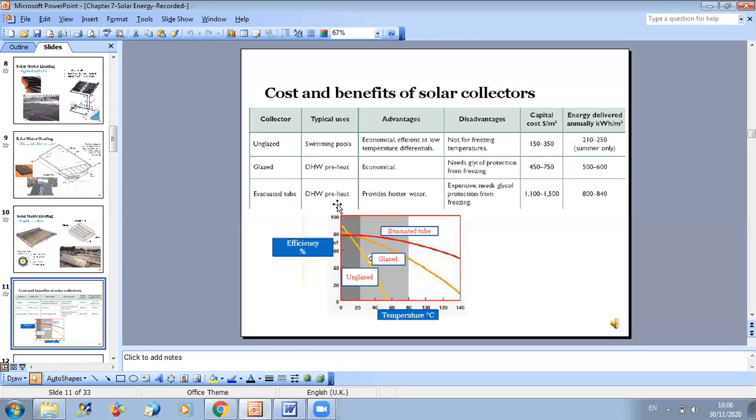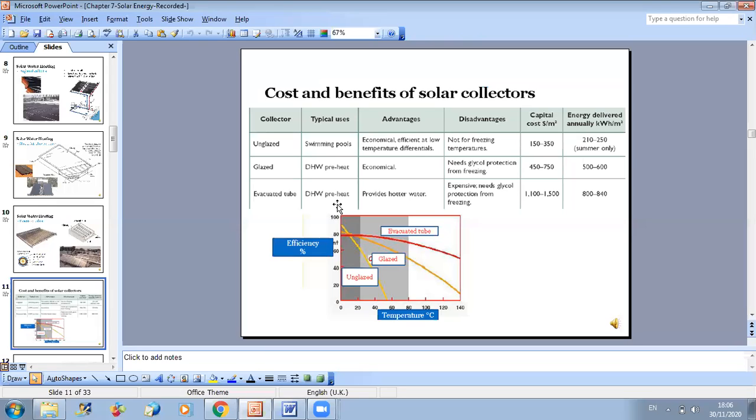Now, for the capital cost, it is the highest among the three. It's between $1,100 per square meter to $1,500 per square meter. It's true that it has a high cost, but on the other hand, it provides a very high amount of energy, much higher than the two other types, between 800 and 840 kilowatt hour per square meter.